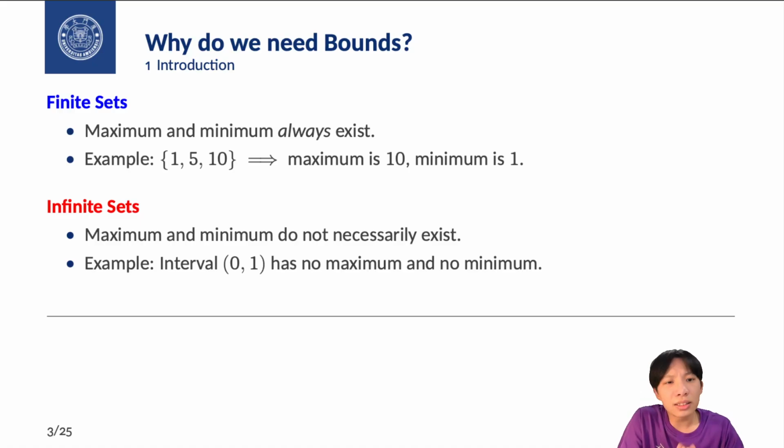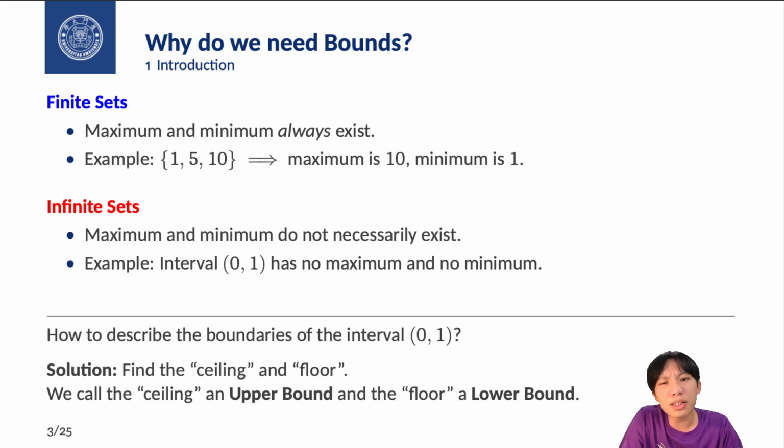But does this mean that the set contains every real number? Obviously not. For example, 2 is not in this interval. Since a maximum and minimum do not exist, we need something else to describe the boundary of this interval. The intuitive way is to find the ceiling and the floor of this interval. We call the ceiling an upper bound and the floor a lower bound.